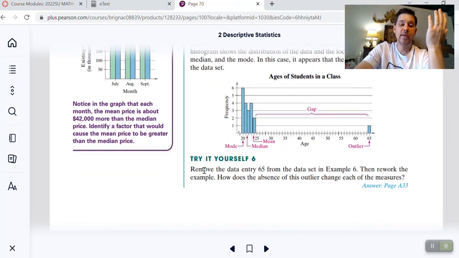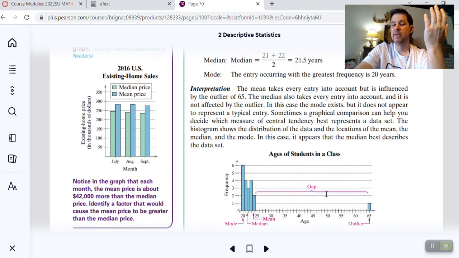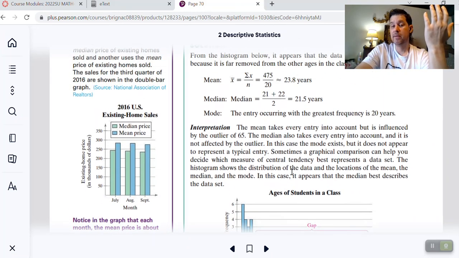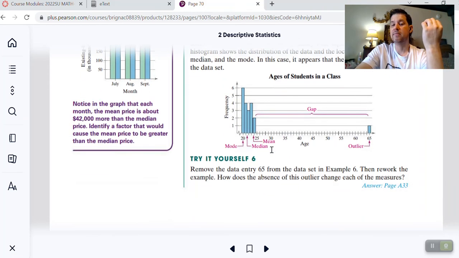And so, sometimes we might remove outliers if we thought that that was the case. In the book here, it says, well, how about remove the entry 65 and then rework the example, calculate the mean, median, and mode, just to see how it would change it, okay? Remember, the mean is very sensitive to outliers in general. So, as it says, to rework it is an exercise to show you how that number 65 is really skewing the mean pretty far to the right as I'm looking at it.